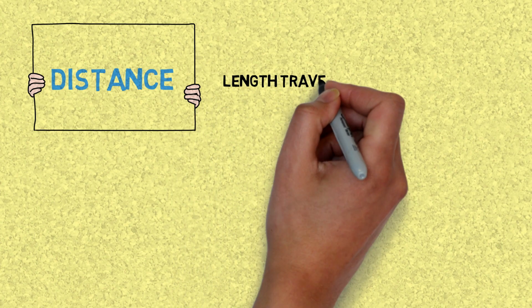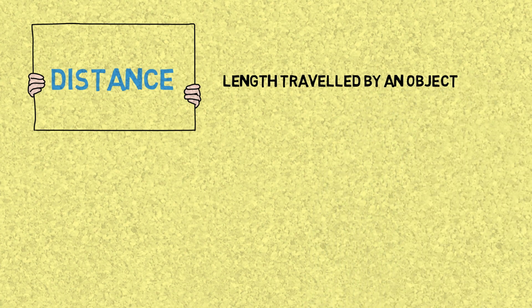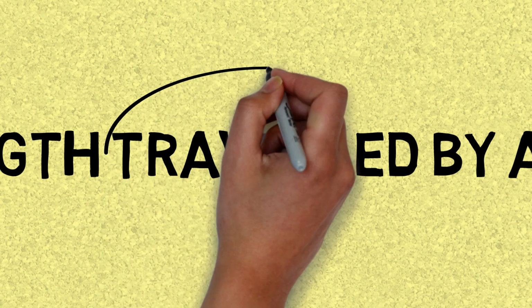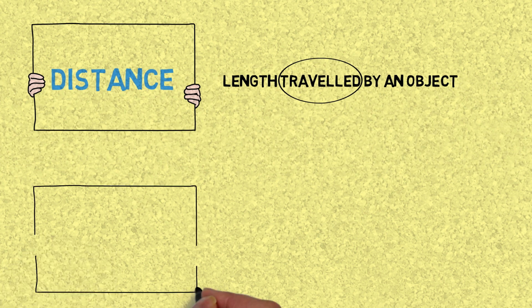Distance will be defined as the length traveled by an object. How much ground has been covered, literally. The key word that I want you to keep in mind is traveled. Pay attention to that because we'll use it to distinguish and know the difference between distance and displacement.